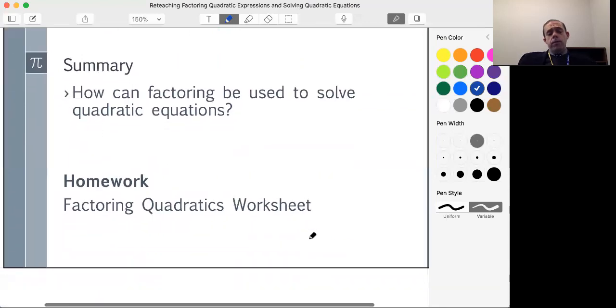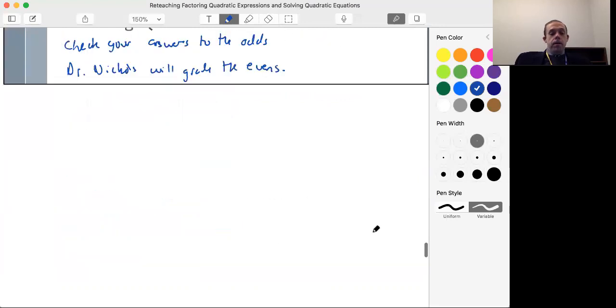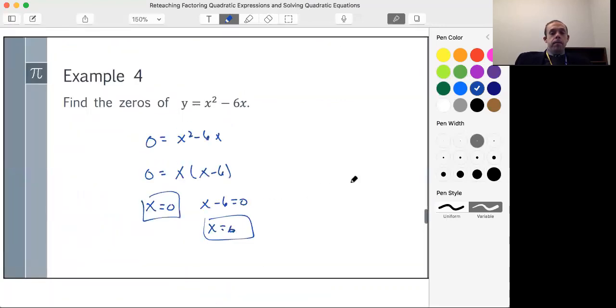So that was a quick review of how to factor. Now you're going to work on the factoring quadratics worksheet. You're going to check your answers to the odds, and Dr. Nichols is going to grade the evens. That's it.